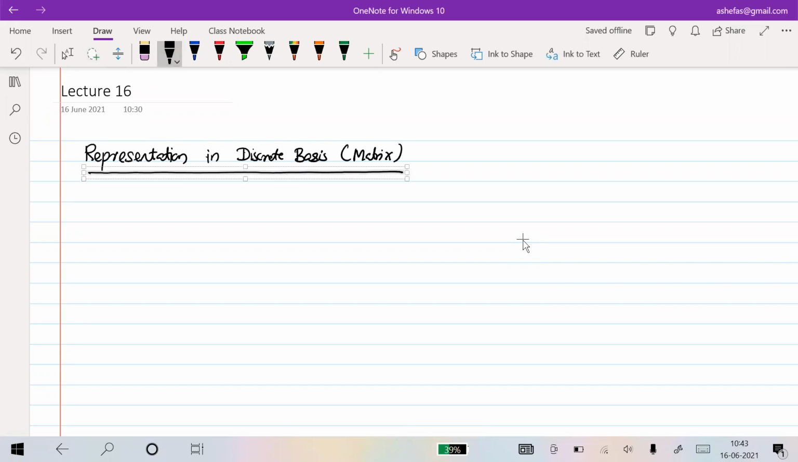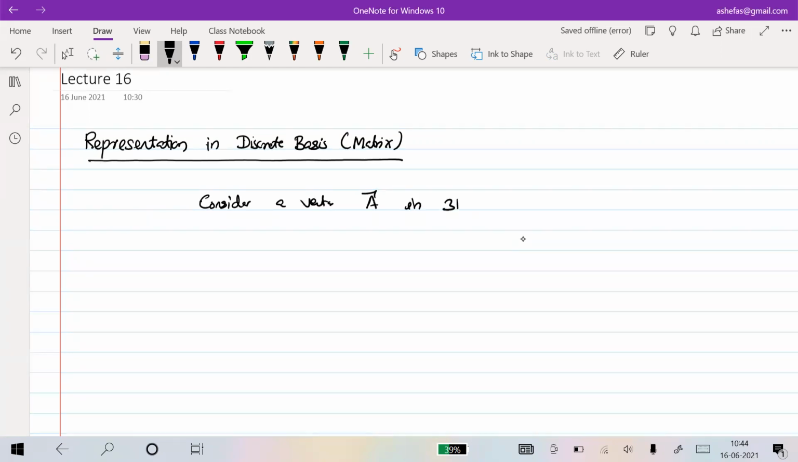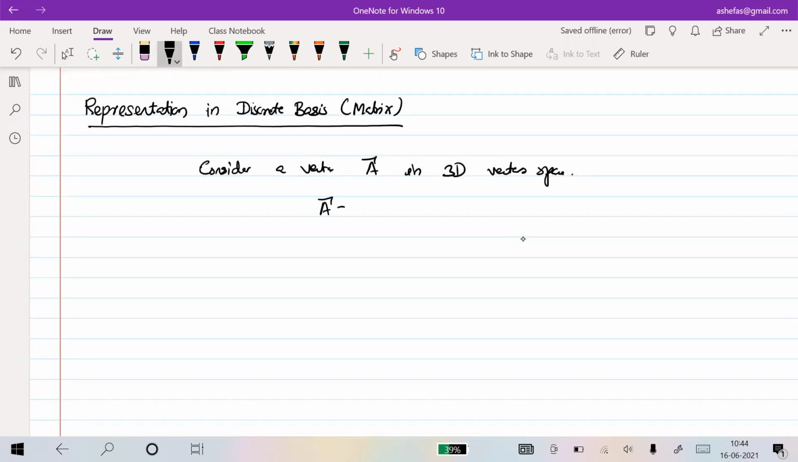Usually what we'll do is we'll start with a very simple example. So consider a representation of vectors in three-dimensional vector space. Consider a vector A in three-dimensional vector space. This vector A, usually we can write as x component times i plus y component times j plus z component times k. So here i, j, k is a complete basis. It is the collection of the linearly independent vectors in the three-dimensional vector space. So we can represent any vector as the superposition of the i, j, k vectors.